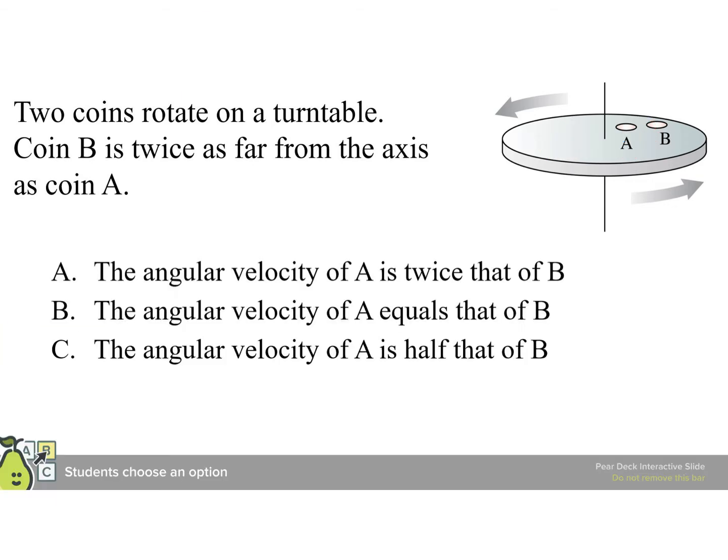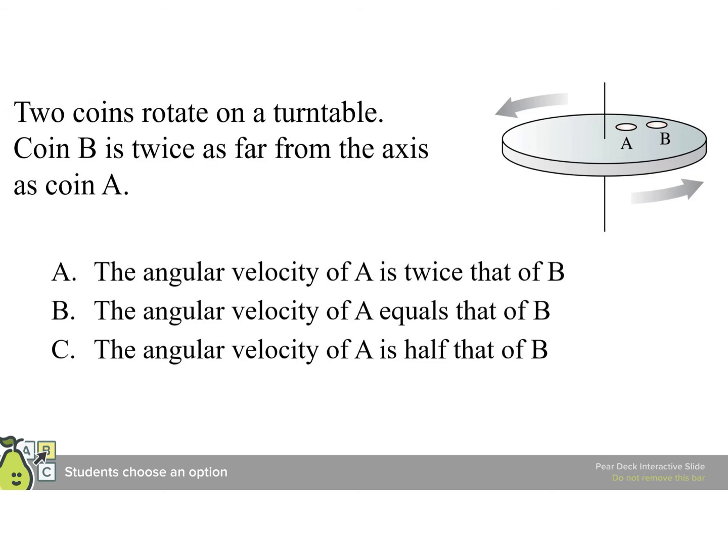A similar but different problem. Two coins rotate on a turntable. Coin B is twice as far from the axis as coin A. Which of these is true? The angular velocity of A is twice that of B, or the angular velocity of A is equal to that of B, or the angular velocity of A is half that of B.